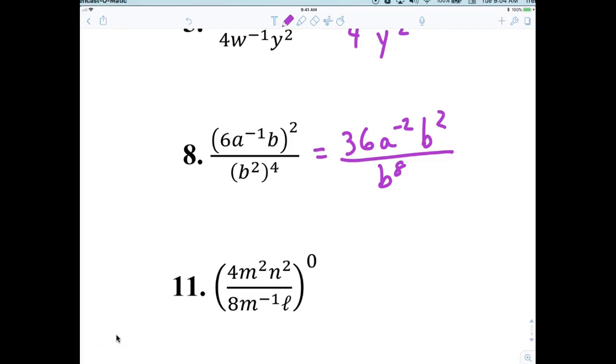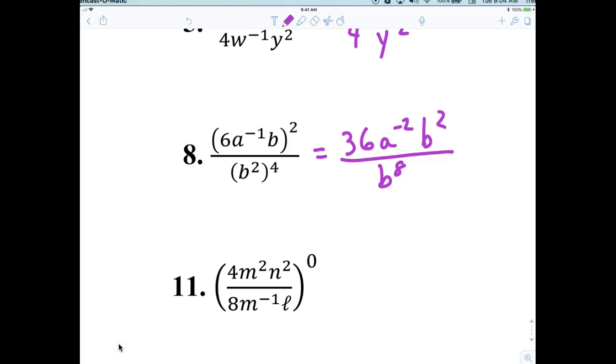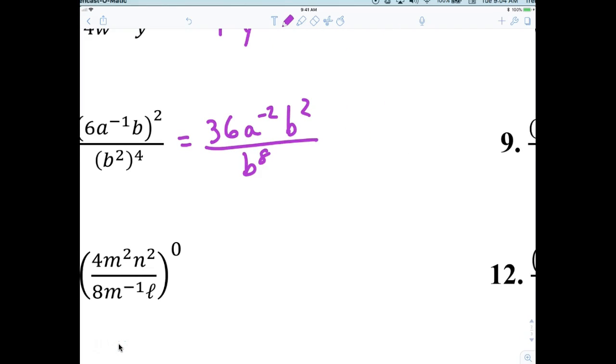Anybody have any questions with that? Drew, I don't really understand how you got the 36. What is 6 squared, Drew? Oh, yeah. All right, very good. So now, what's the problem? What's in the way? Now I have to move a, because it has a negative exponent. So I'm going to throw a down. So 36 a squared. Everybody got that?